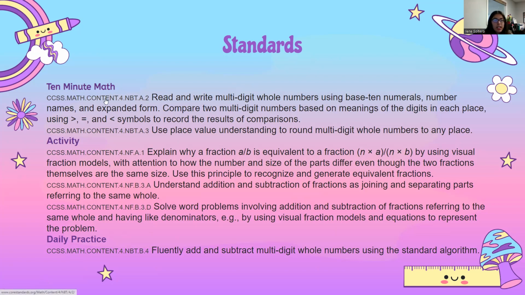In regards to each of these, there's a couple of standards to go along with it. For the 10-minute math, students are going to read and write multi-digit whole numbers using base-ten numerals, number names, and expanded forms, and compare multi-digit numbers based on meanings of the digits in each place, using symbols to record the results of comparisons. Students are also going to use place value understanding to round multi-digit whole numbers to any place.